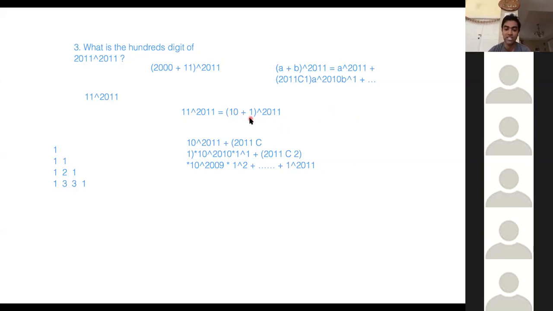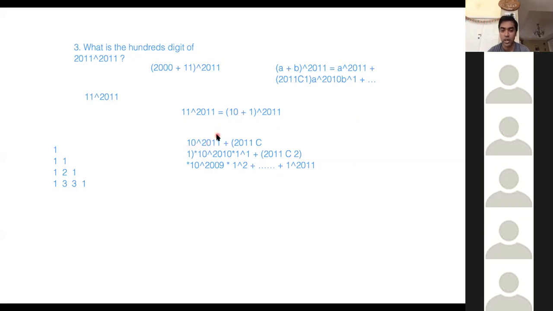Okay, so if you haven't seen this before, let's just say this is the expansion of this. Now, what can I kind of throw away in this expansion? What doesn't affect my hundreds digit? 1 to the power of 2011. That doesn't affect it, I agree. What about on the other side?